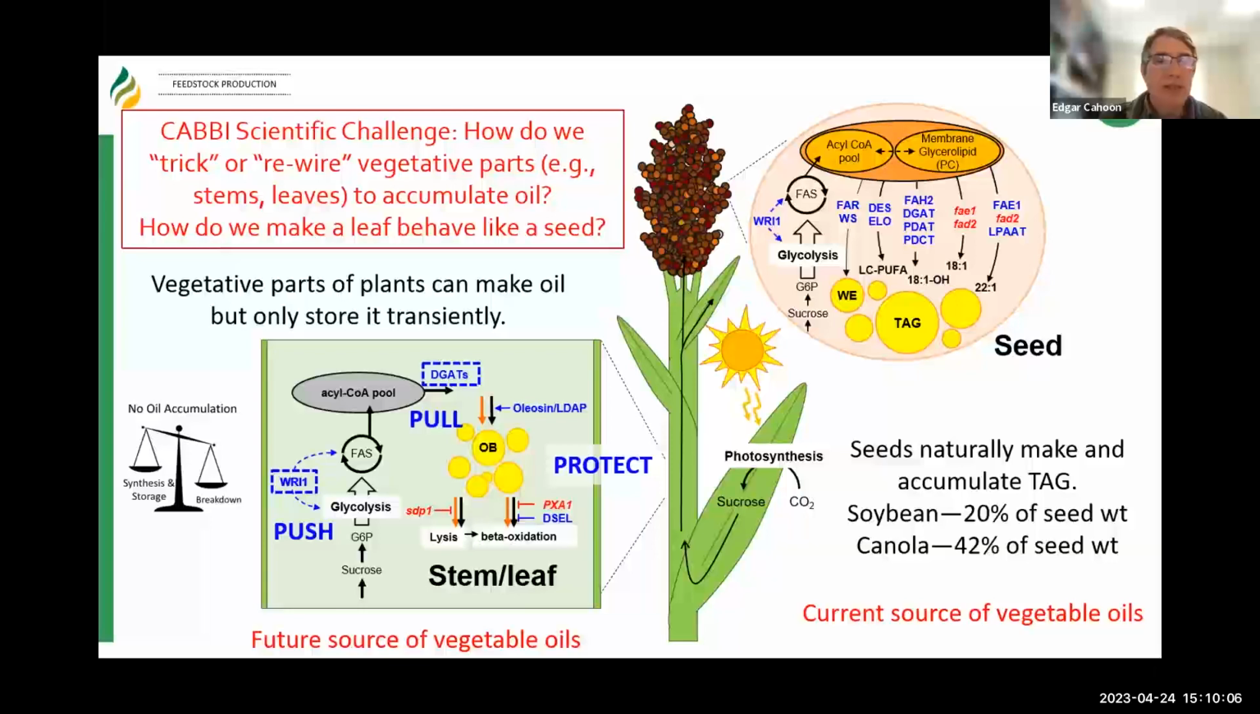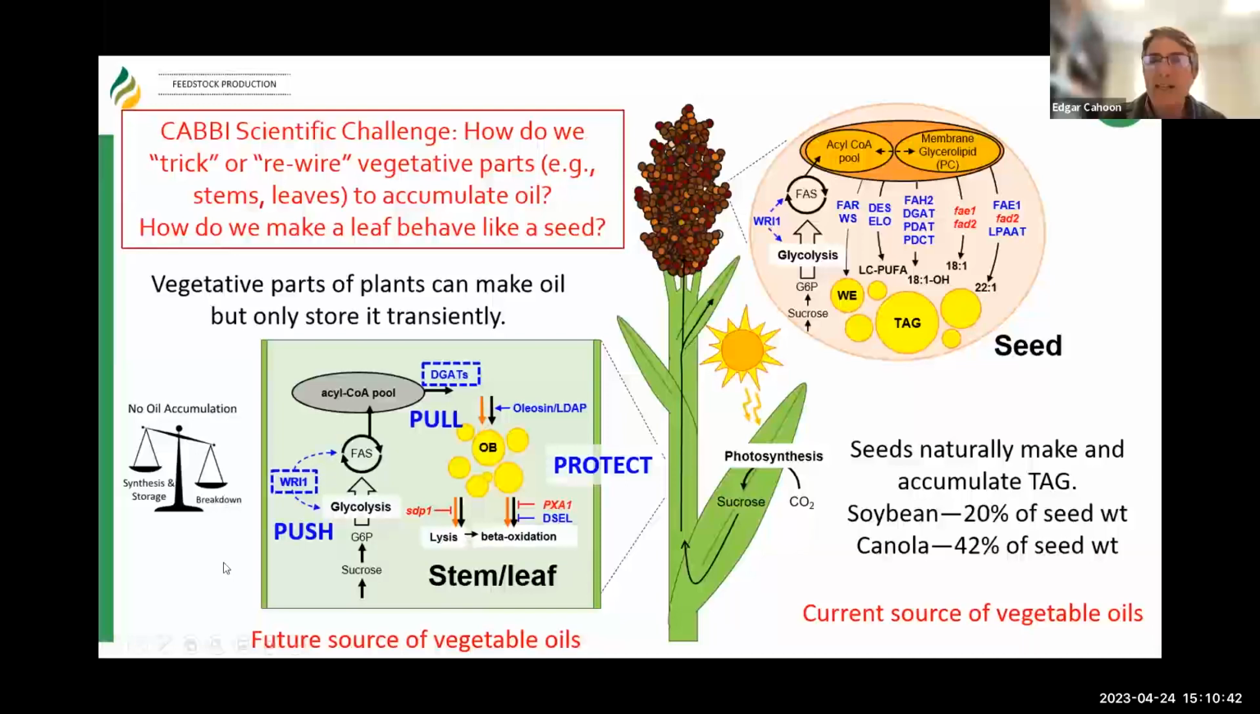And so this is what we look at: the balance between how much oil we can synthesize and store and how much is broken down. If the breakdown exceeds the ability to produce and store oil, then we don't accumulate oil. We can produce all of the oil we wanted to, but if we are shifted towards the breakdown of oil, we won't have the accumulation. And that's the challenge that we face. And so we look at this concept of push, pull, and protect. And I'll show you that on the next slide.